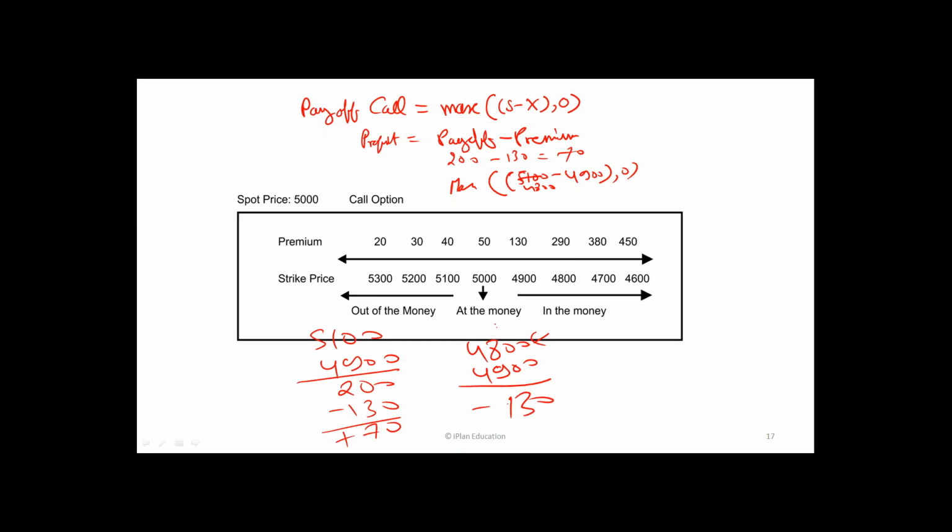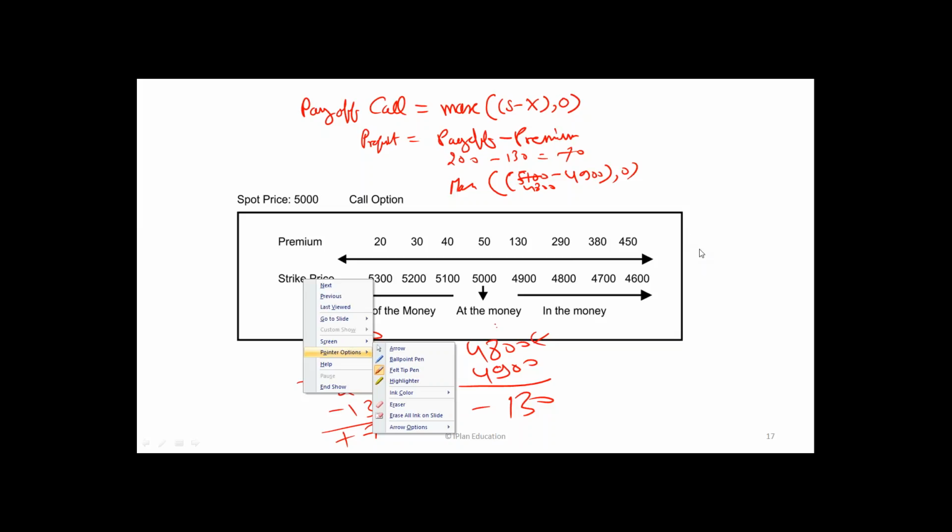Simple. If the price goes down lower than my strike price, I will buy from the market. I will not buy from the seller. Maximum loss is 130, so you can think like this also. So simple. Now I will give you some questions to solve.